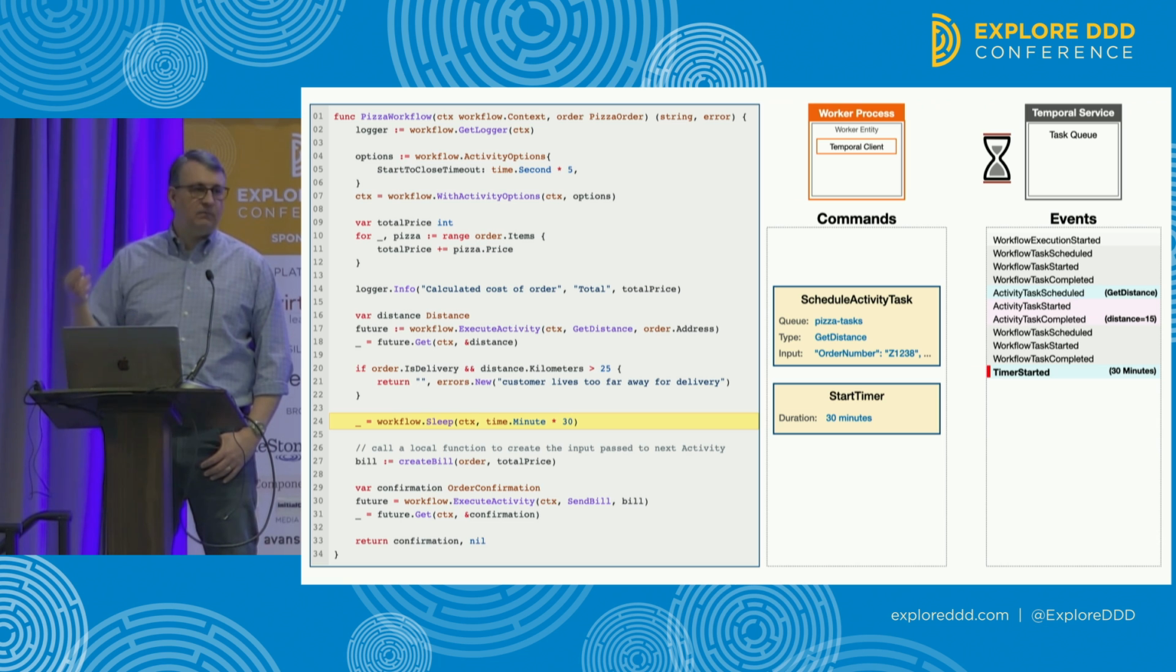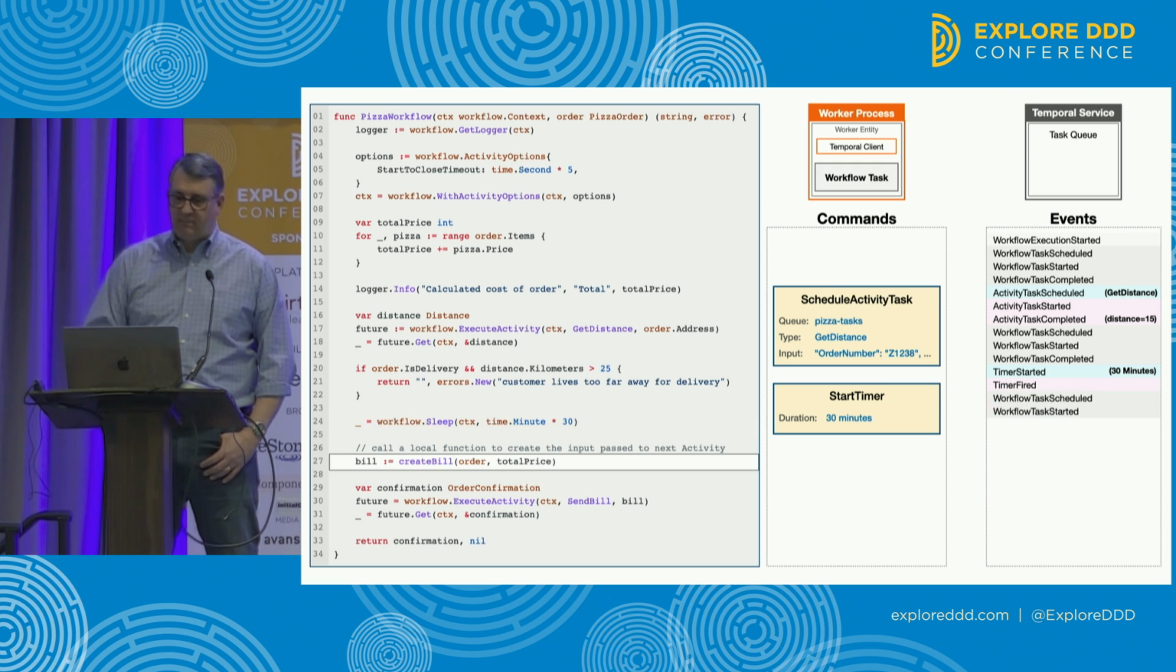And at the end of 30 minutes, when the timer fires, a timer fired event gets put into the event history, and a new workflow task gets queued. The worker polls for the task, picks it up, and begins running the remaining workflow code. And let's say the worker crashes right here.